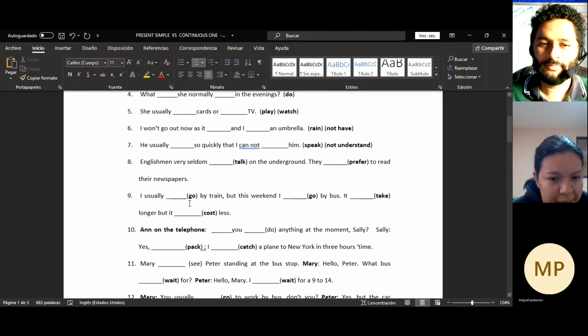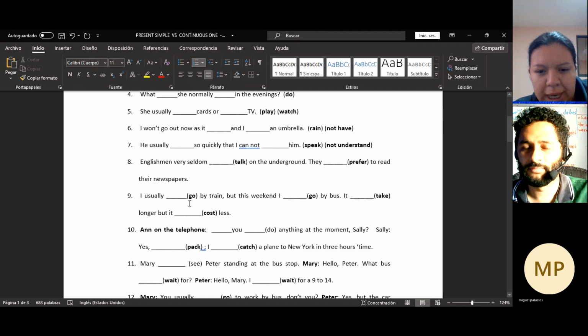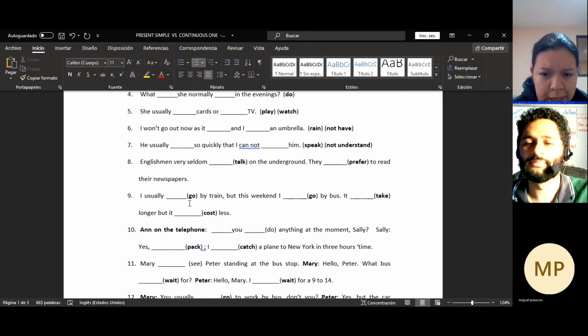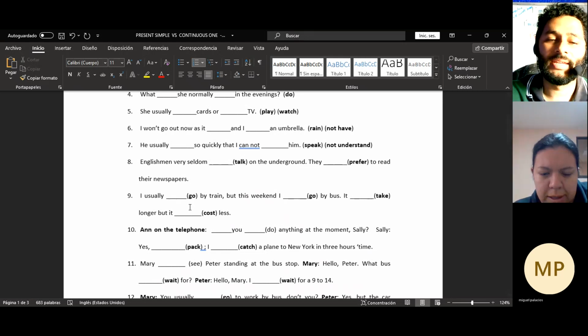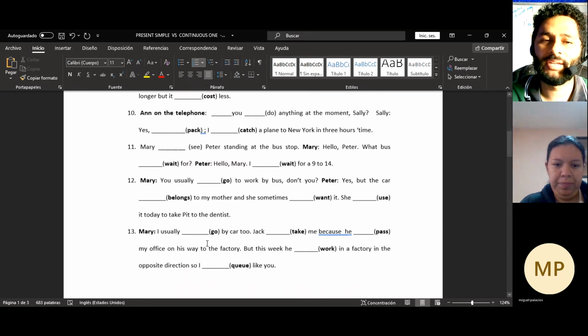I usually go by train, but this week I'm going by bus. It takes longer, but it costs less. Perfect. All right. And then we have a conversation number 10.